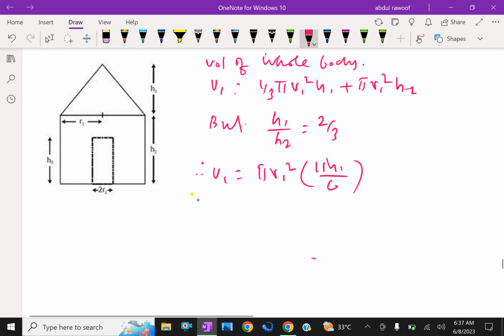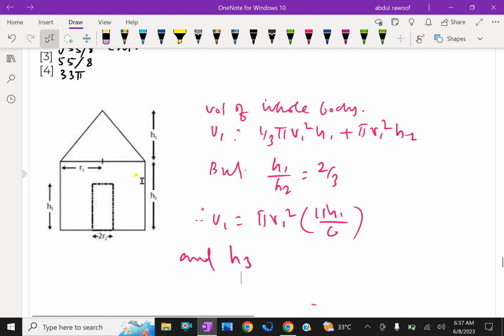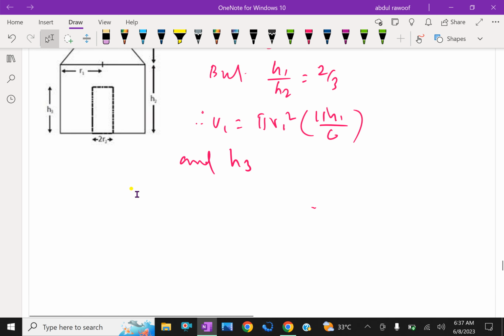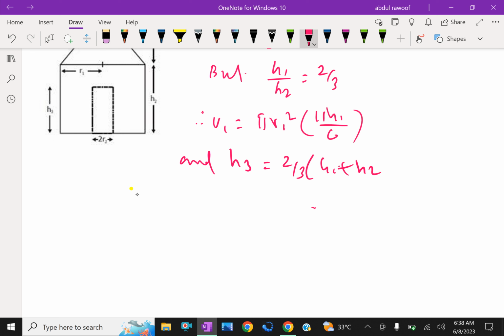And H3, look at this. This H3 is the height of the cylindrical hole, which is given as 2/3 of H1 plus H2, which equals 5 H1 by 3. Hence the volume of the hole.